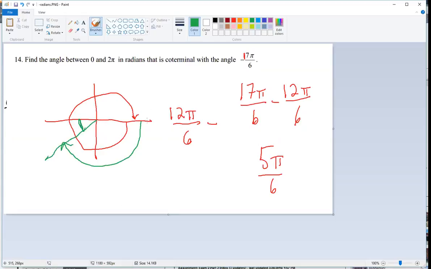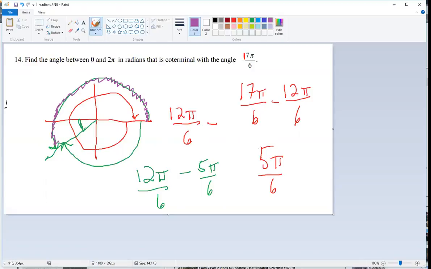So what's the angle that's left? Let's do it this way. That's the angle I want, which is 2 pi radians minus 5 pi over 6, and 2 pi becomes 12 pi over 6. So I'm seeing this positive angular rotation. That purple angle is going to be equal to 7 pi over 6 radians. Okay? Hope that helps you work with these negative angles of rotation.